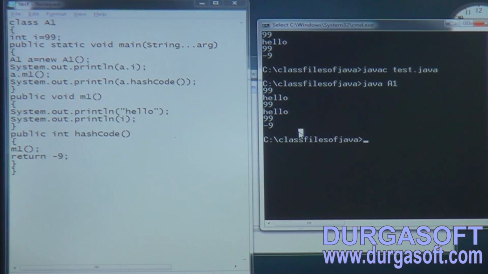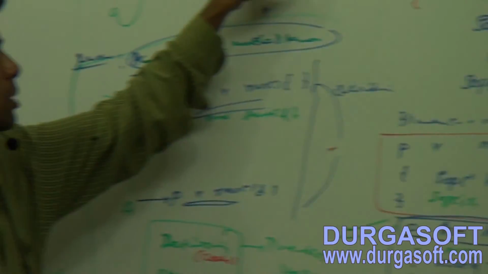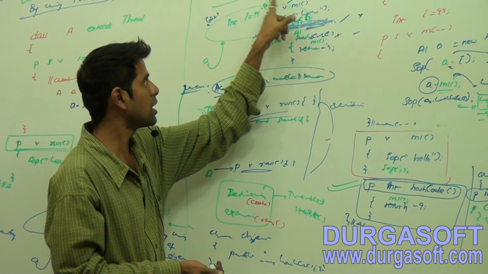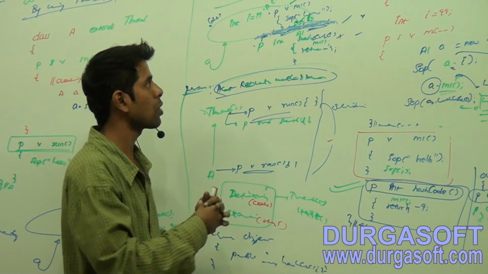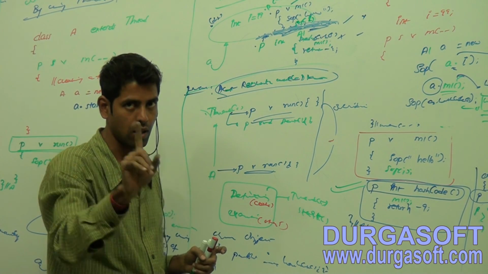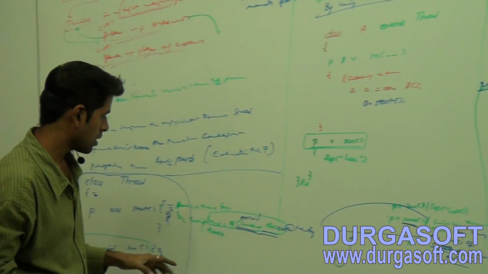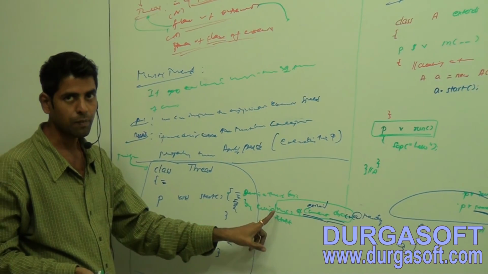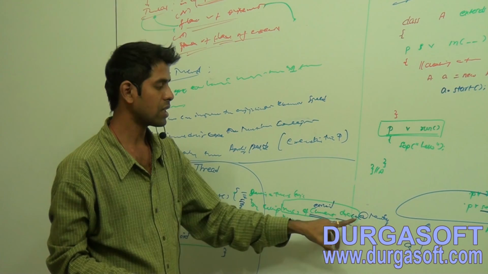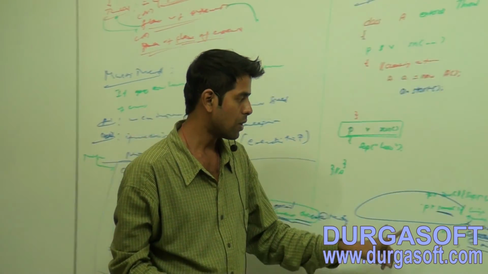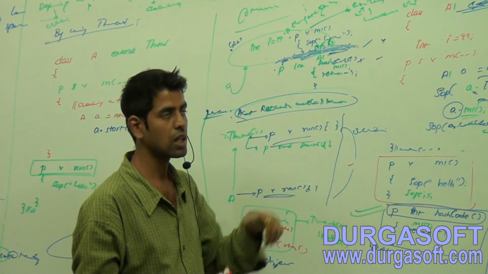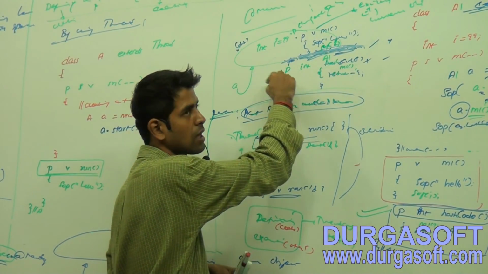Friends, what I am doing here: I know this M1 method is available within this object, and I know the hashCode method is available within this object. I am calling the M1 method directly here. No issues, we can call it. In the same way, the logic is there for the start method, which calls the run method of the existing object, the current object, this object.